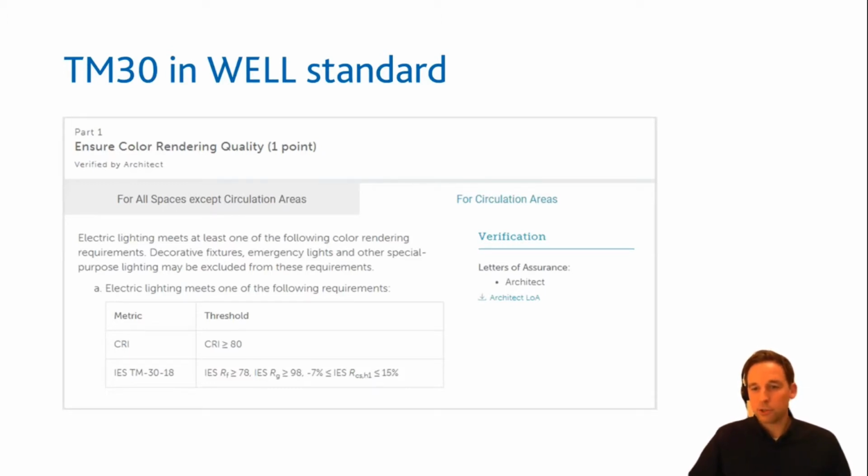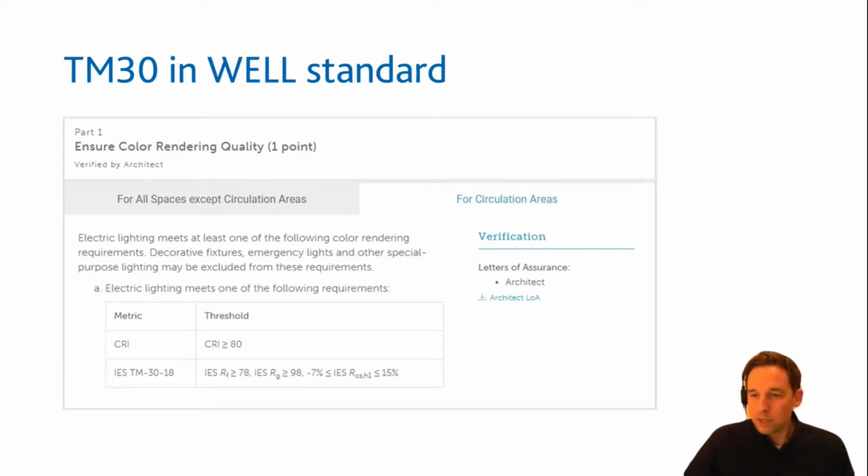And if you look just under where it says CRI and CRI 80 there, you have the IES TM-30-18, which would be updated to TM-30-20 and is essentially the same thing, with lots of letters and numbers and symbols, which do look quite complex. However, once you get to know what those are and what they refer to, it's actually quite simple.